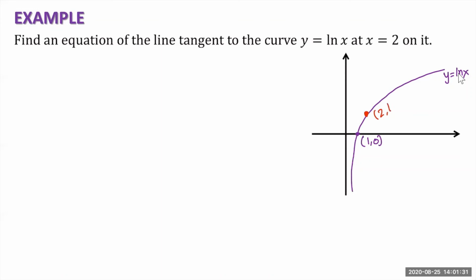So the y coordinate will be natural log 2. So natural log 2 is the y coordinate. Now, this is the point of contact. We need the equation of the tangent line passing through this point.